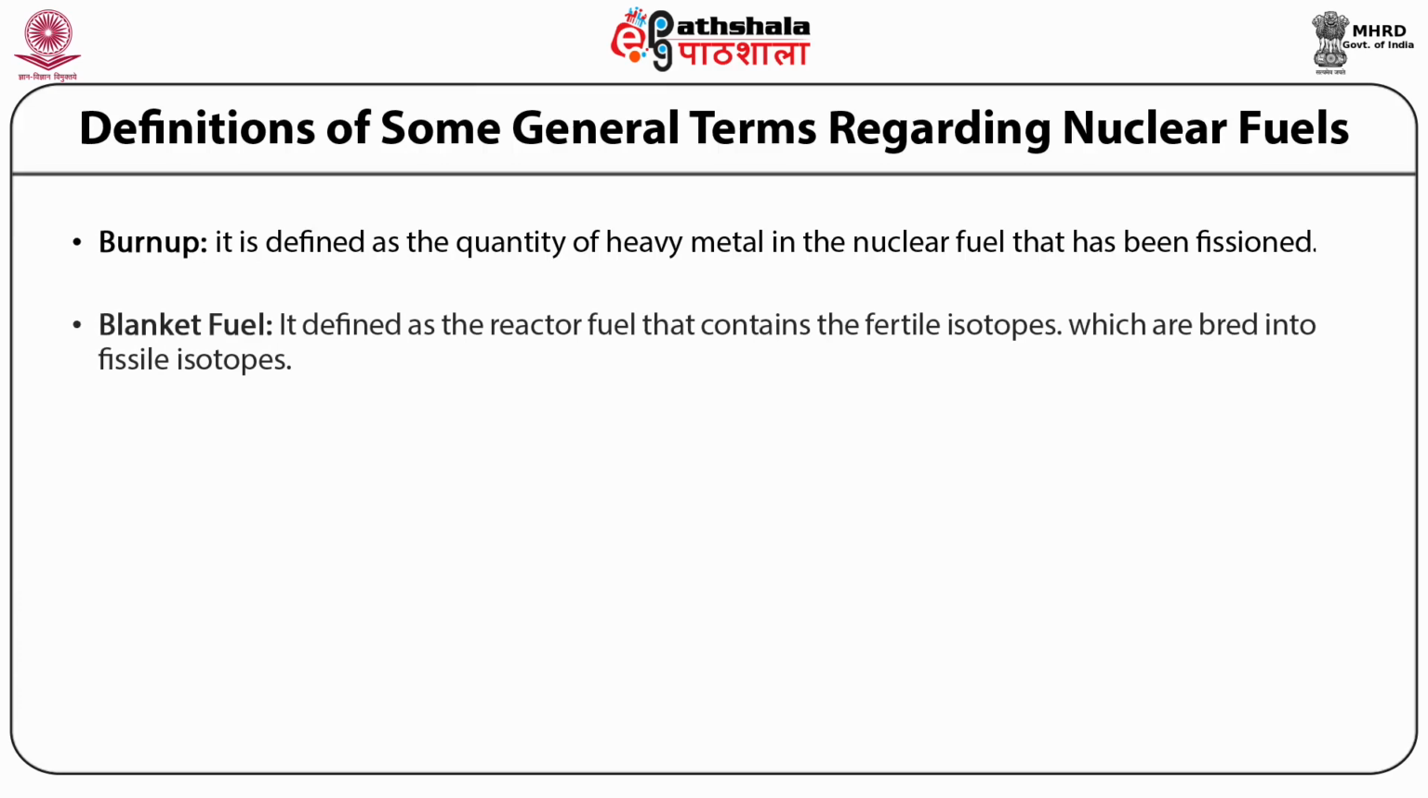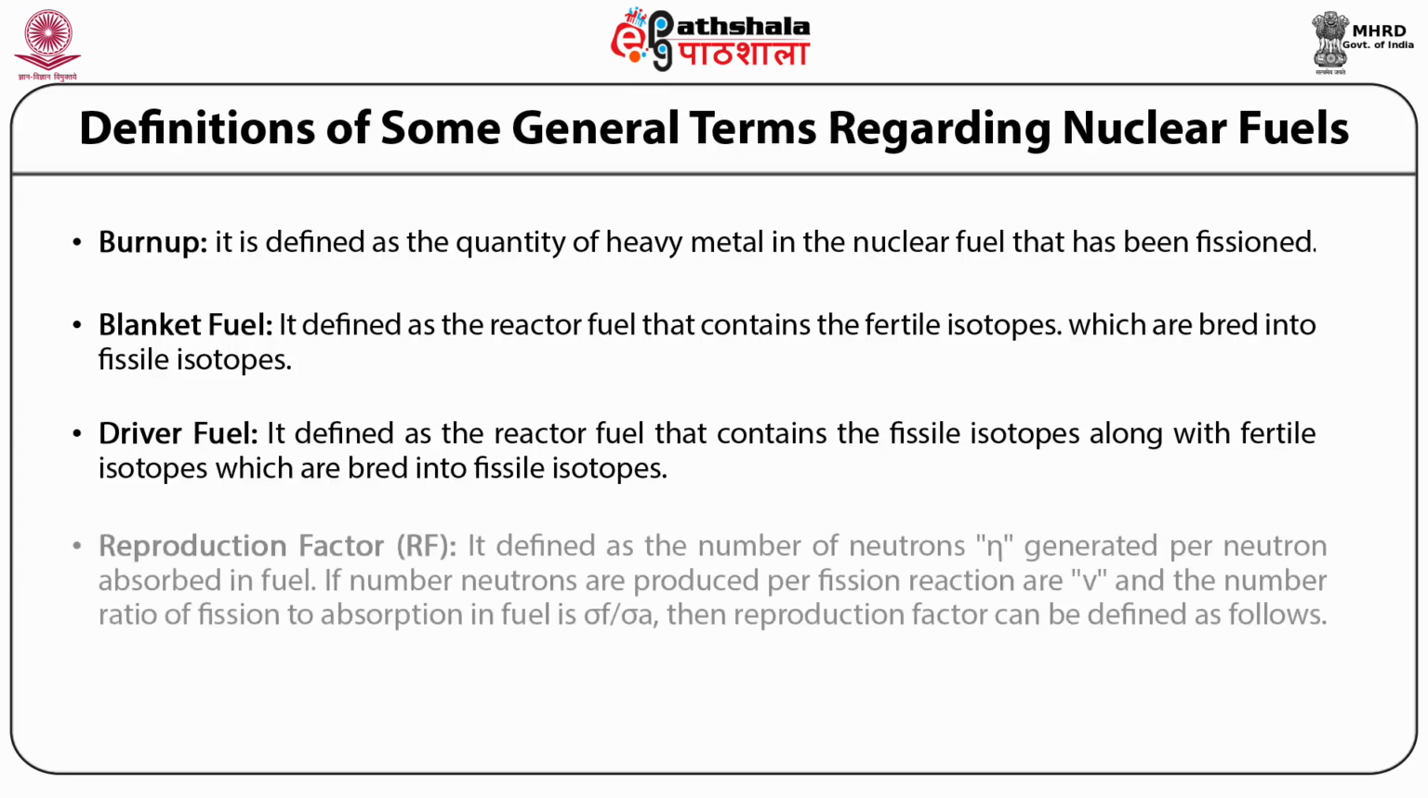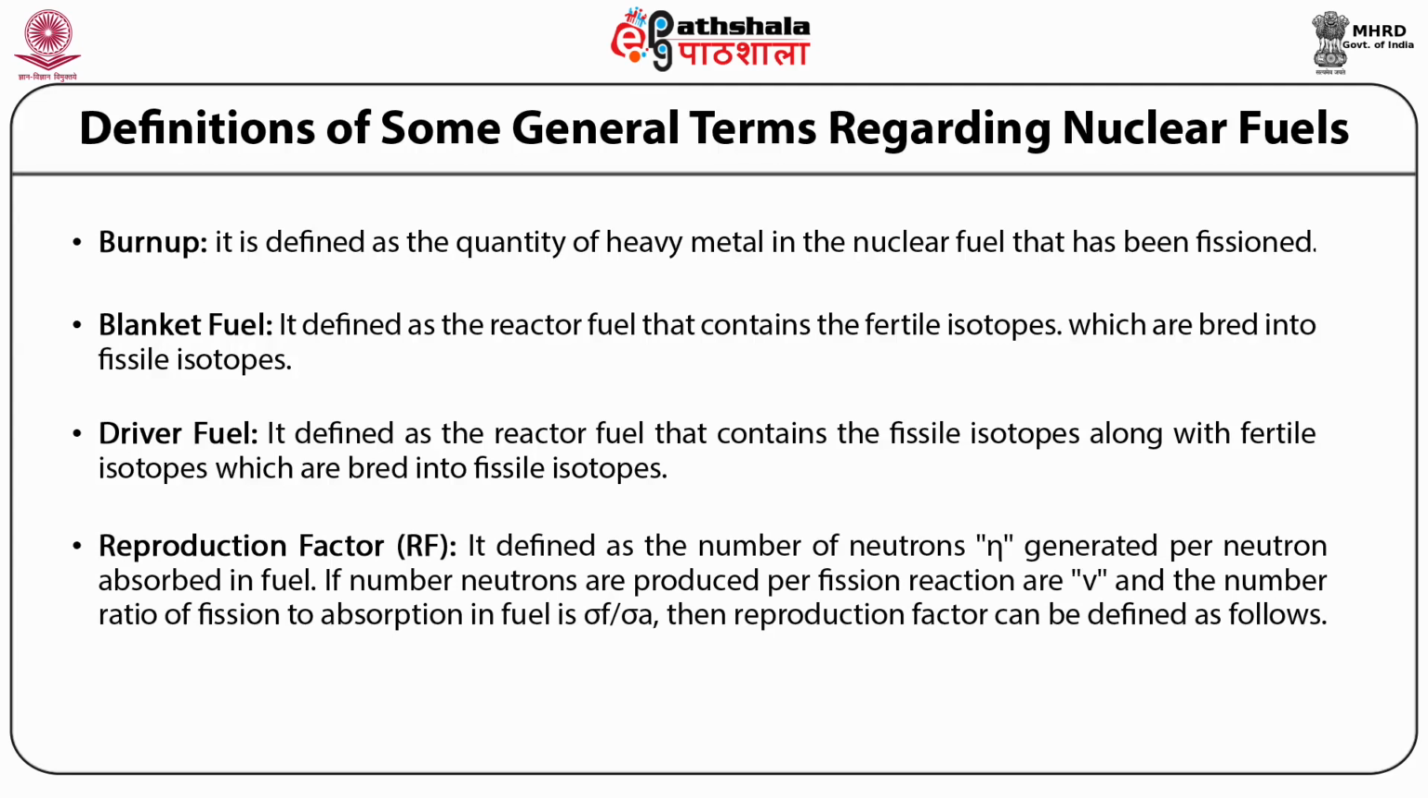Second is blanket fuel. It is defined as the reactor fuel that contains the fertile isotopes, which are bred into fissile isotopes. Next is driver fuel. It is defined as the reactor fuel that contains the fissile isotopes along with fertile isotopes, which are bred into fissile isotopes. Next, we will discuss the reproduction factor, or RF.